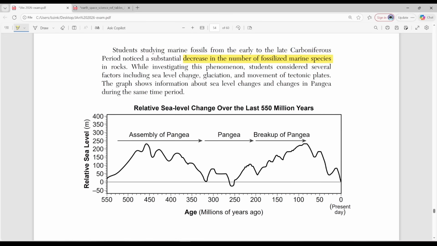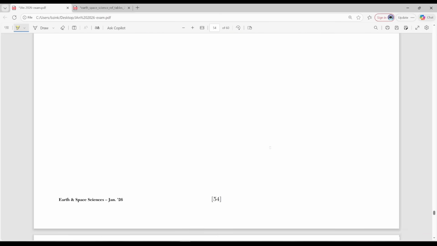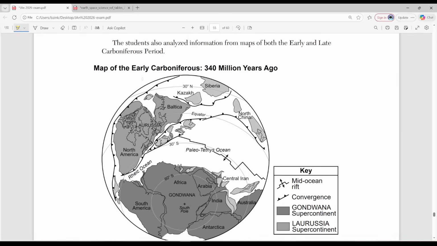Several factors including sea level change, glaciation, and the movement of the plates. The graph shows information about sea level changes and changes in Pangaea during the same time period. Okay, so we got Pangaea, breakup of Pangaea, and it's saying the sea level up, down, so lowest sea levels during Pangaea. And then we break Pangaea up again, and the sea level went back up. Okay, we got some plates.